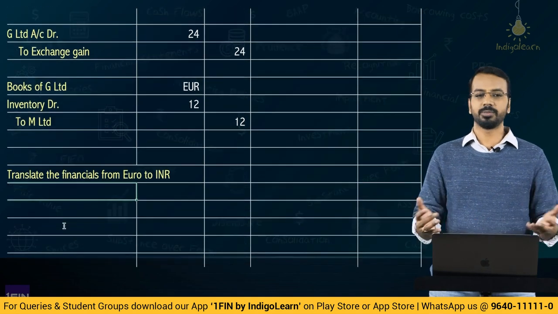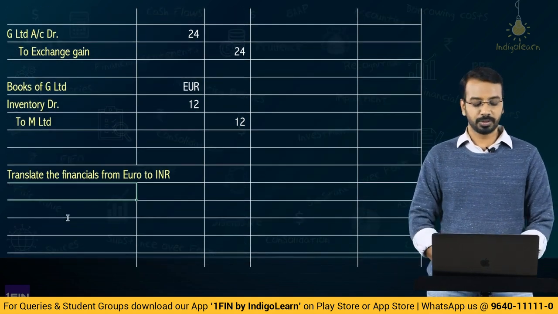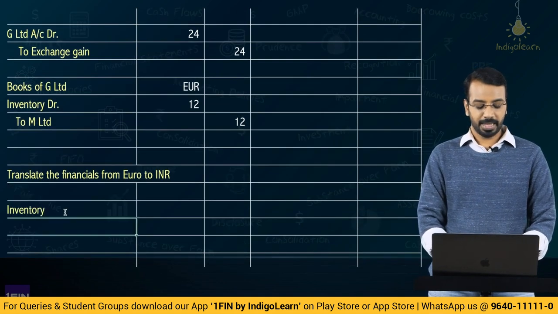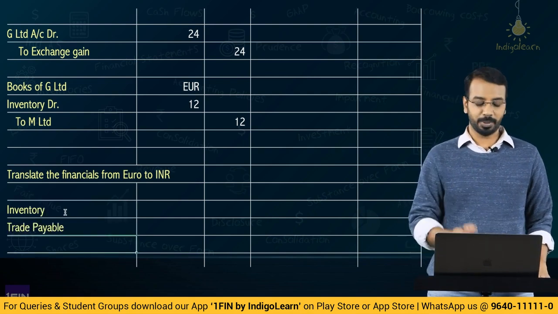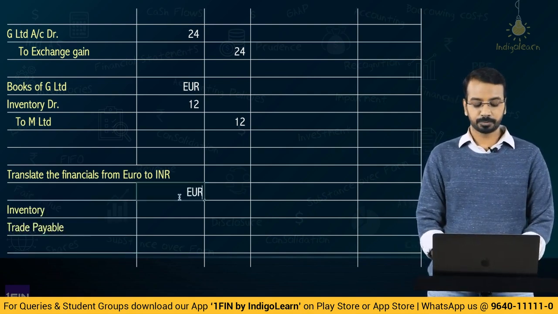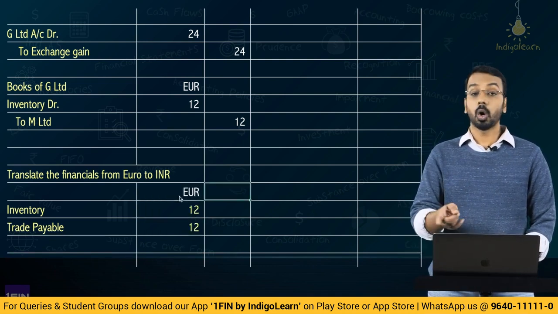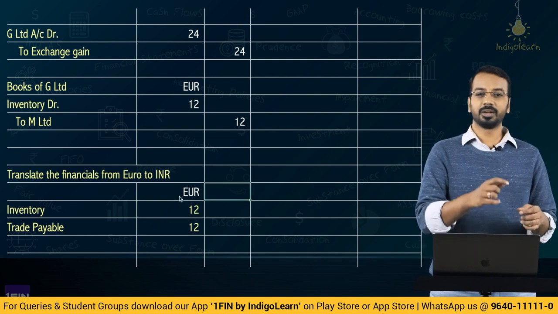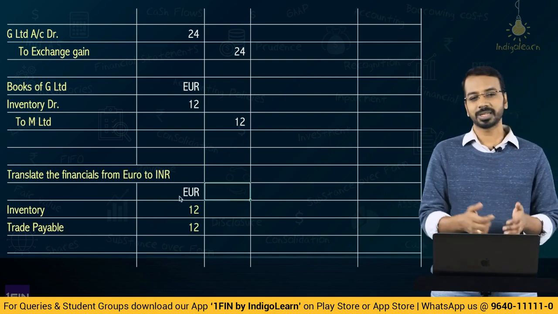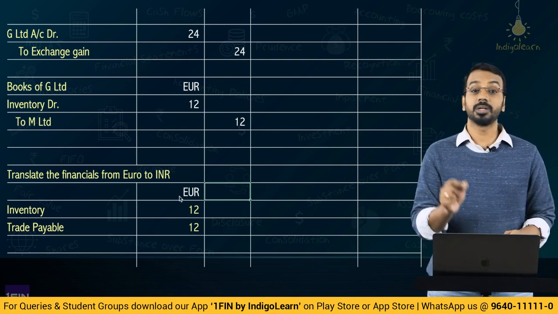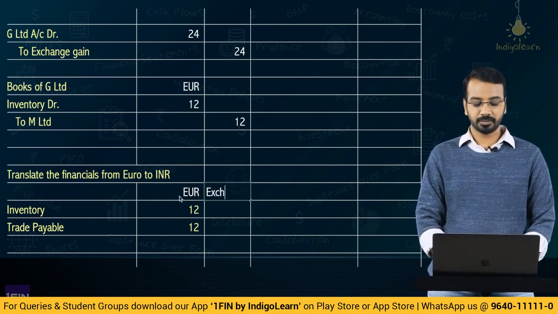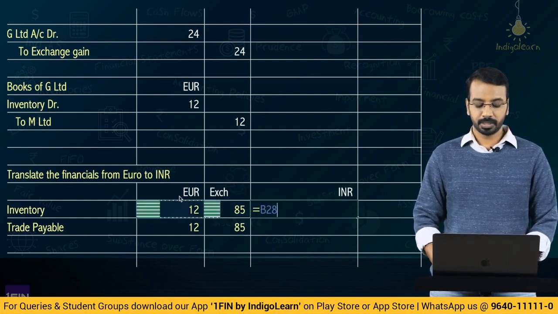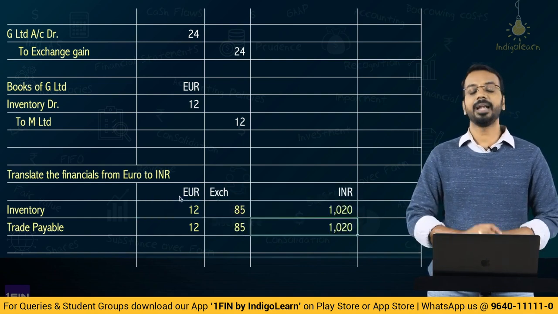Now there are only two items. We will not be incorporating many items. With those two items only, inventory and trade payable. Inventory because we have purchased, trade payable because we have to pay. Now in euro, balance is 12 and 12, always at the closing exchange rate. Now the study material has converted this using 83, which is not correct, because when you translate the financial statements, it has to be done using the closing exchange rate only. So euro exchange rate 85 and 85, INR will be 12 multiplied by 85, 1020 and 1020.